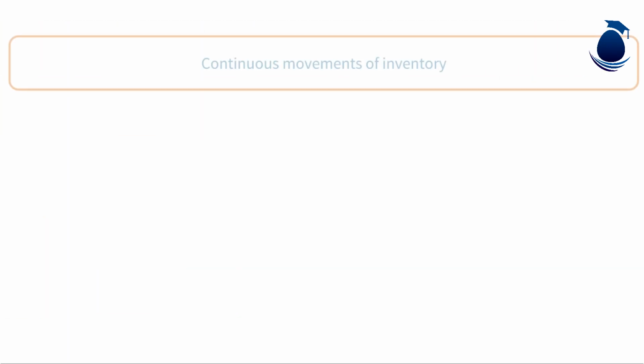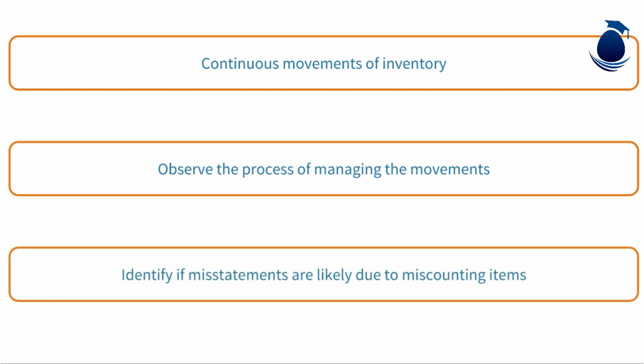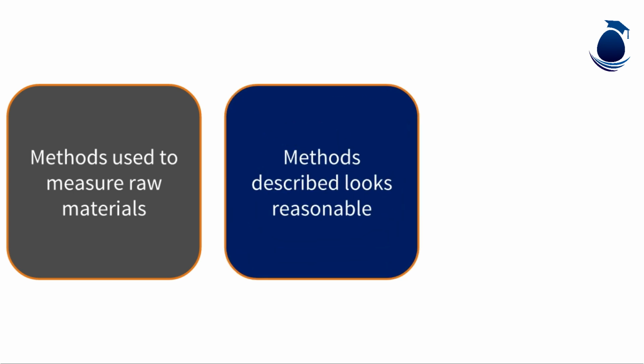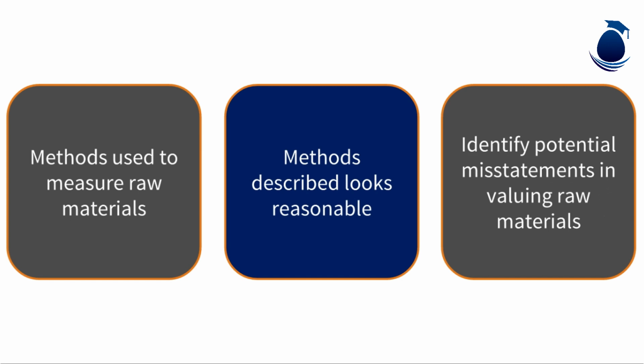As Lilly has continuous movements of inventory, the auditors should also ensure they observe the process of managing these movements to identify if misstatements are likely due to miscounting items. The auditors could also discuss with the client, and in particular the warehouse manager, the methods used to measure the raw materials. As they are not using an expert, the auditor should see if the methods described look reasonable. This may identify potential misstatements in valuing raw materials and would help confirm accuracy of inventory.